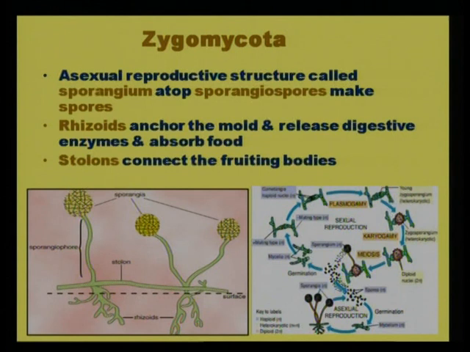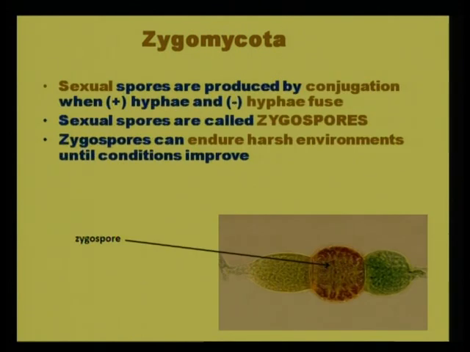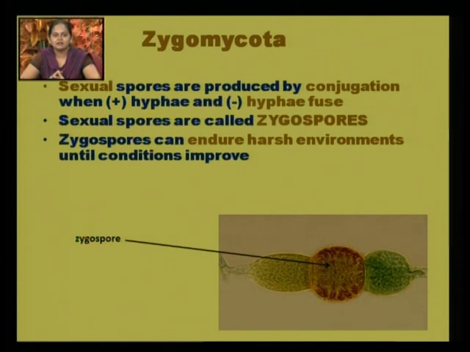While reproducing, you can see these fruiting bodies have been attached with a long hypha which is called a stolon. Also there is the presence of rhizoids, and these rhizoids will anchor the plant inside the solid surface, as well as absorb the nutrients from there.